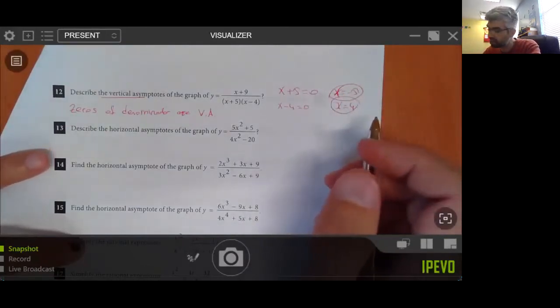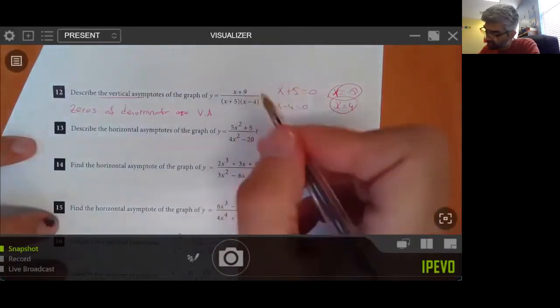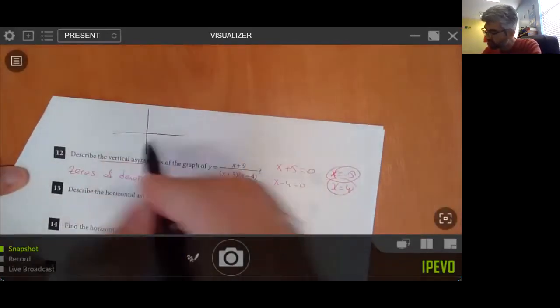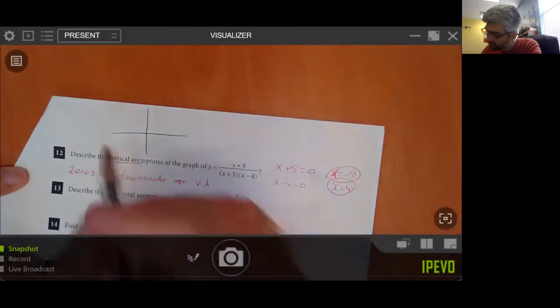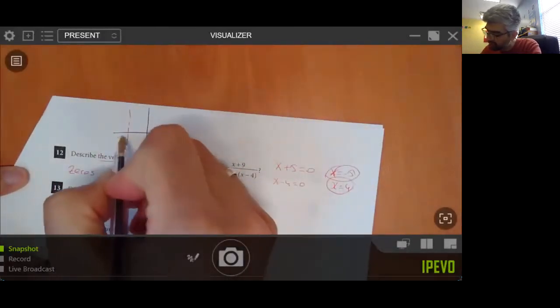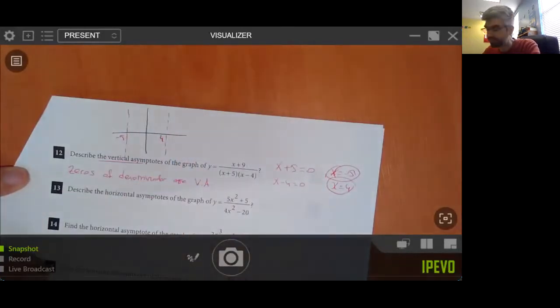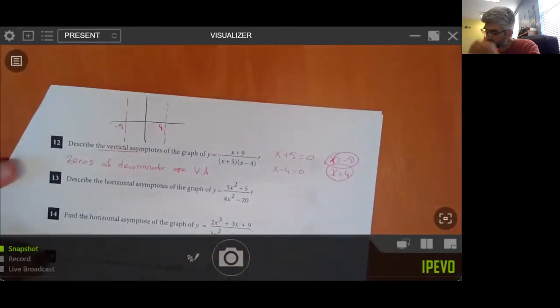Attention, okay, it's different. If we draw the graph, this function will have no value at minus 5 and at 4.